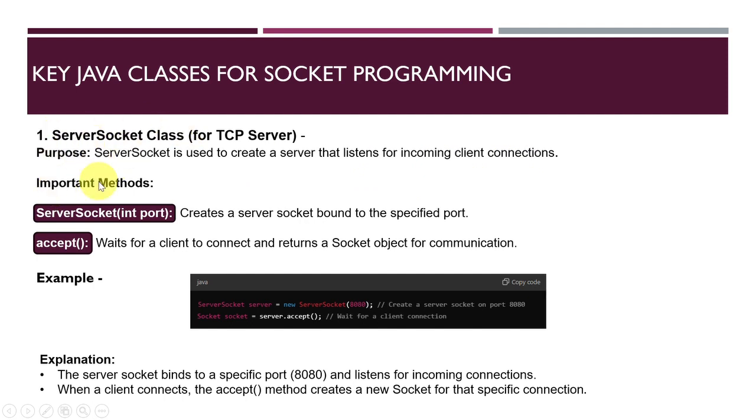Important methods in ServerSocket. ServerSocket creates a server socket bound to a specified port. Accept waits for a client to connect and returns a socket object for communication. Here is an example of the ServerSocket class. Explanation of our example: the ServerSocket binds to a specified port, that is 8080 mentioned in our example, and listens for incoming connections. When a client connects, the accept method creates a new socket for that specific connection.